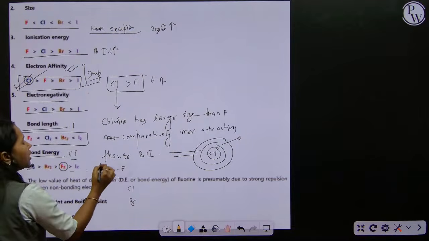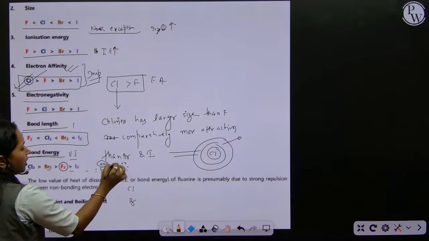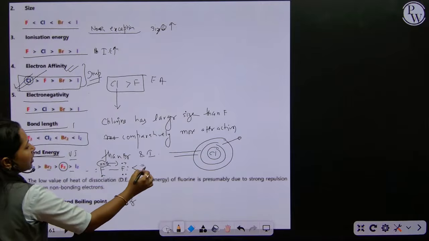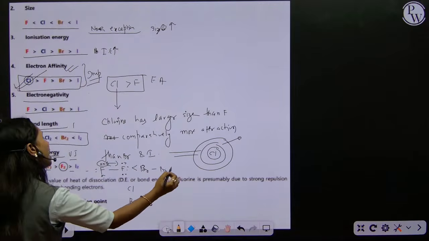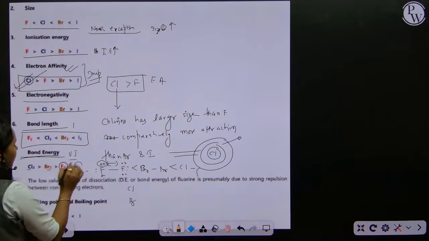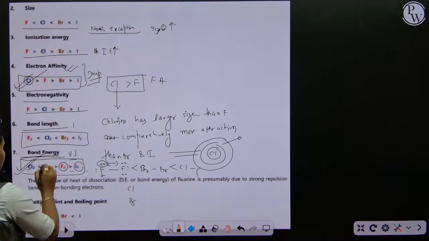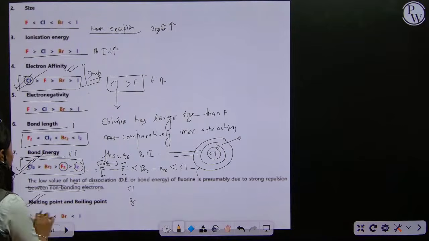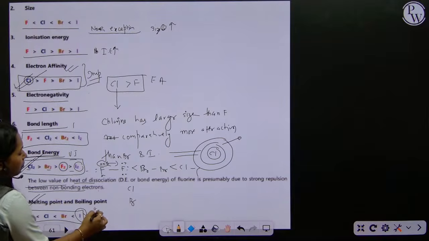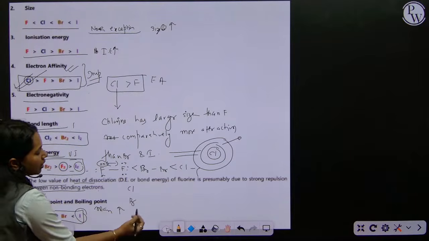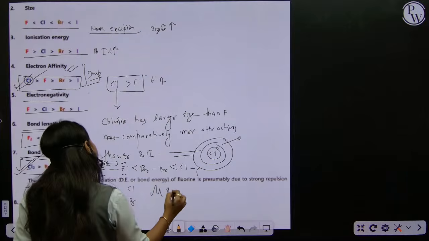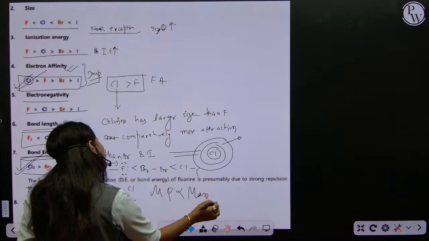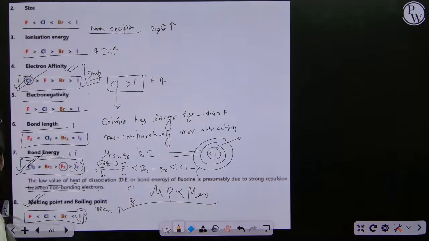Fluorine is small in size, so the repulsion is very large in fluorine. So fluorine's bond energy is weaker than chlorine and bromine, and iodine is weaker than this. Please remember this sequence. The low value of bond dissociation energy of fluorine is due to the non-bonding electron repulsion. Melting point and boiling point: whose melting point is highest? More mass means higher melting point, directly proportional to mass.